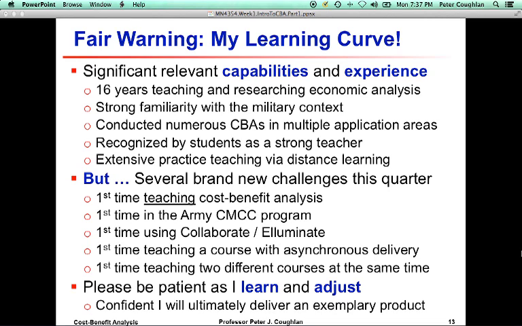I'm learning and adjusting, and I'm quite confident that I will ultimately deliver an exemplary product. But please understand there are some startup costs here, especially this first week, the first couple of weeks. There might be some adjustment in terms of content preparation, delivery, and understanding how Collaborate works. I'm starting from scratch in all of this, but I'm quite confident that you will be very pleased with the end result.